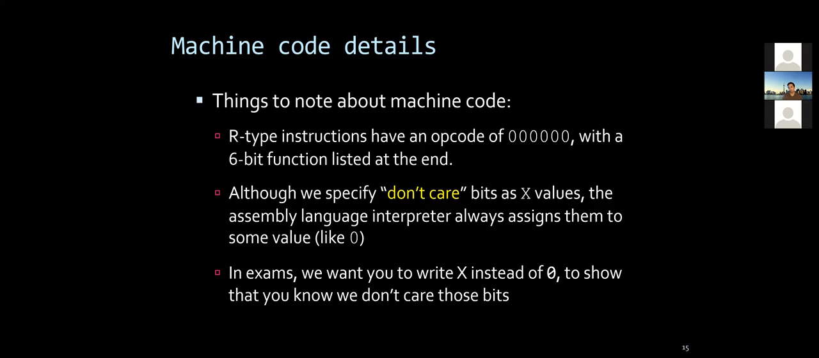So this is more for logic, that those bits don't matter, right? I wanted to make it clear. So you write X just as an abstraction. You highlight that you understand those bits don't matter in this particular instruction, but in reality, they become some fixed bit.